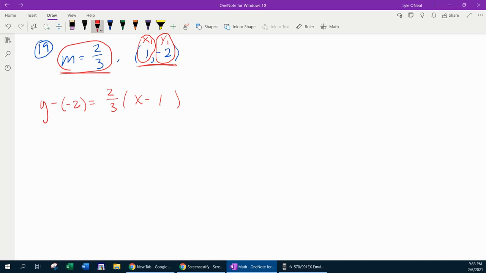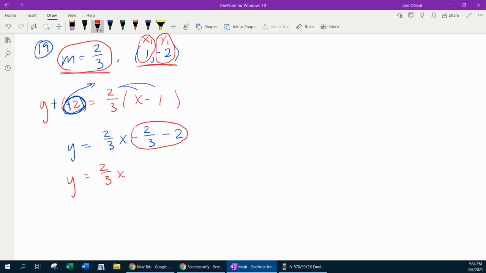Now we need to write that answer in slope-intercept form. So we're going to use the distributive property, and we're going to bring the +2 over. So here we go. 2/3 times x is 2/3 x. 2/3 times -1 is a -2/3. And remember, this is a +2 because two negatives make it a plus. Bringing it over makes it -2. And then for the last step, to simplify, we're going to need to combine like terms.